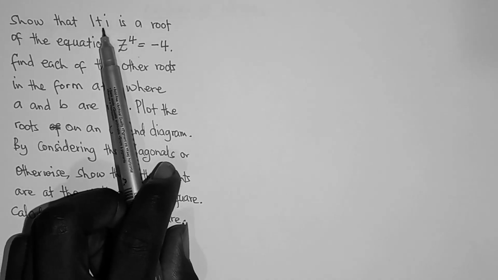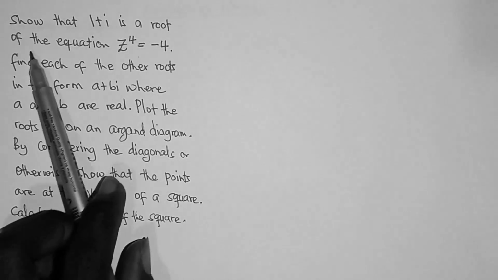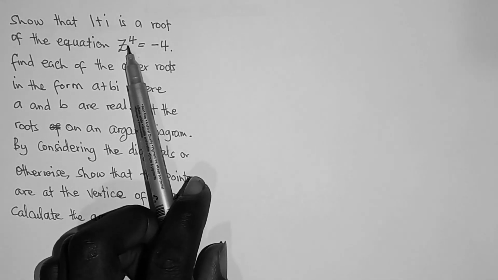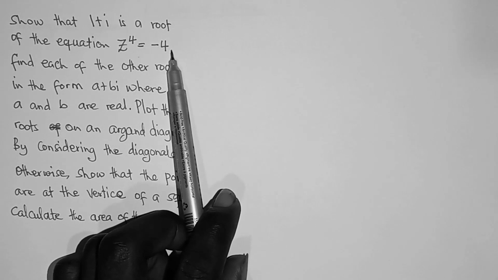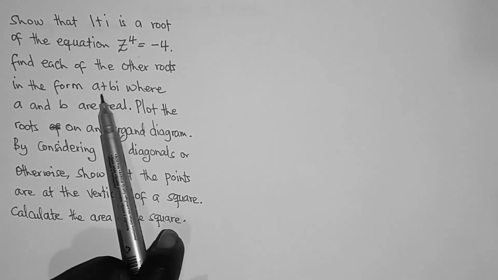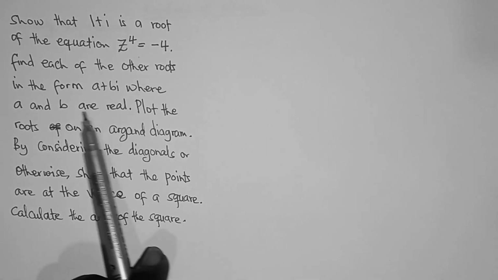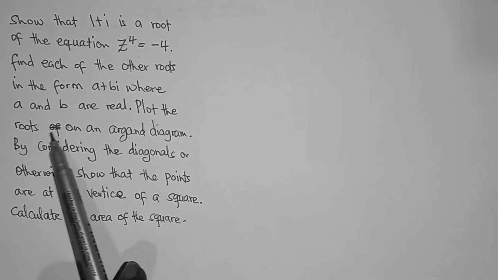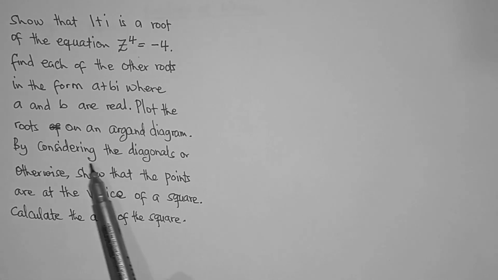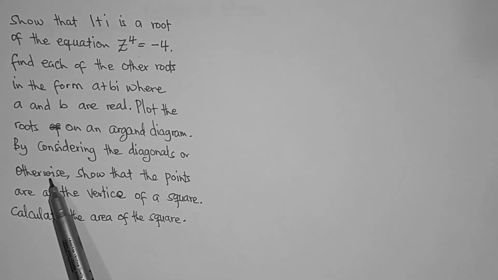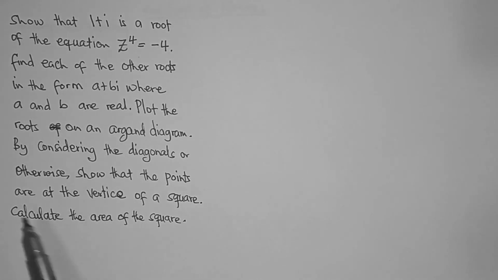Show that 1 plus i is a root of the equation z exponent 4 equals minus 4. Find each of the other roots in the form a plus bi, where a and b are real. Plot the roots on an Argand diagram. By considering the diagonals, or otherwise, show that the points are at the vertex of a square. Calculate the area of the square.